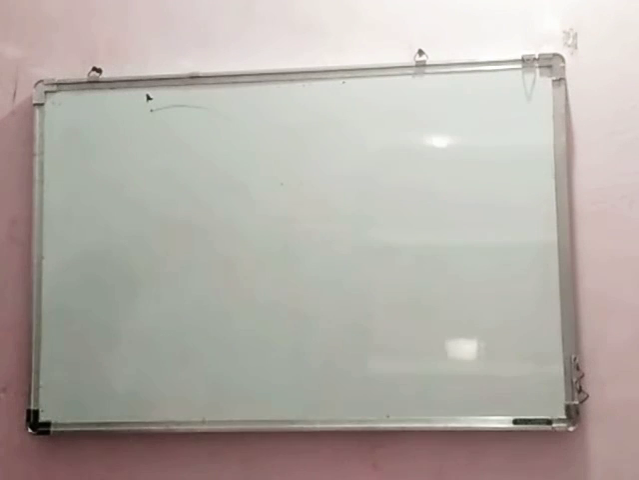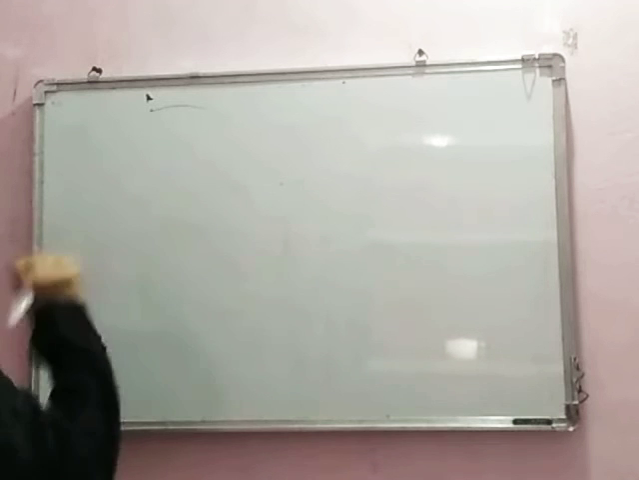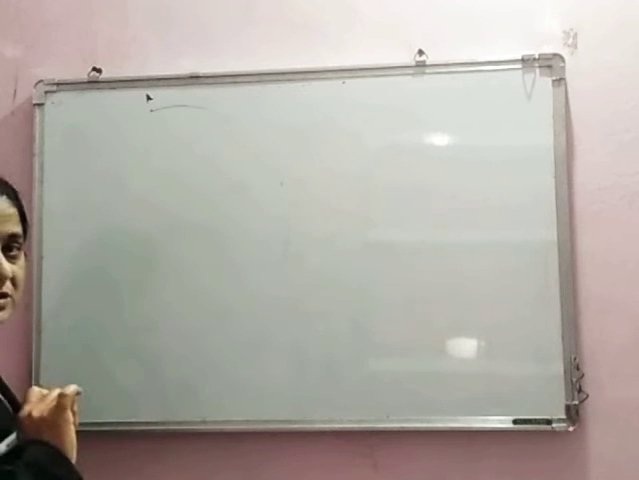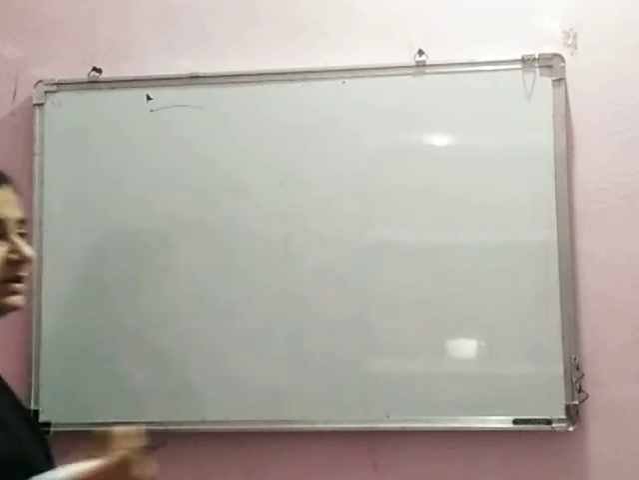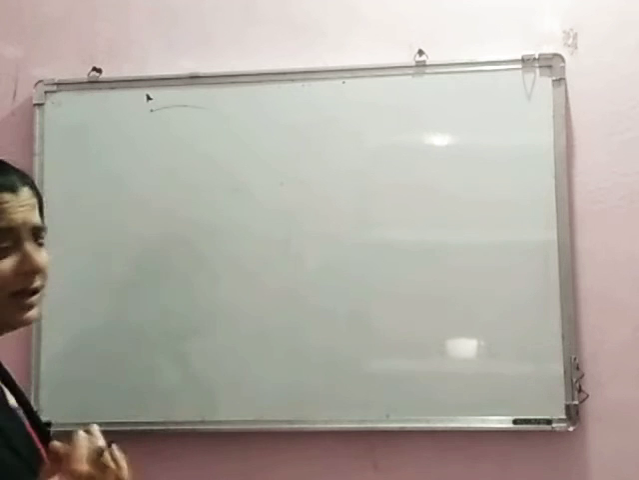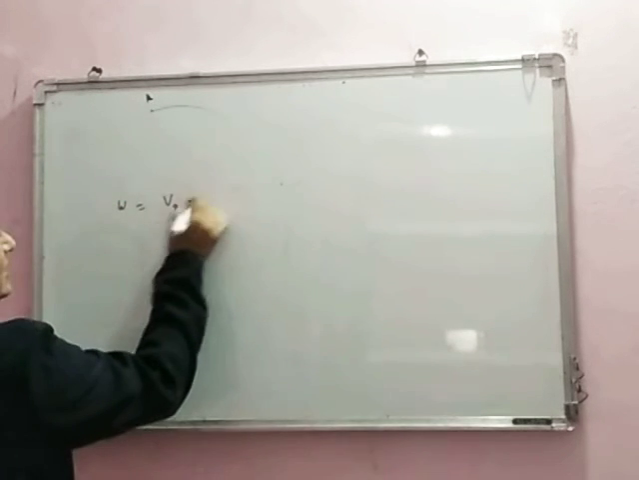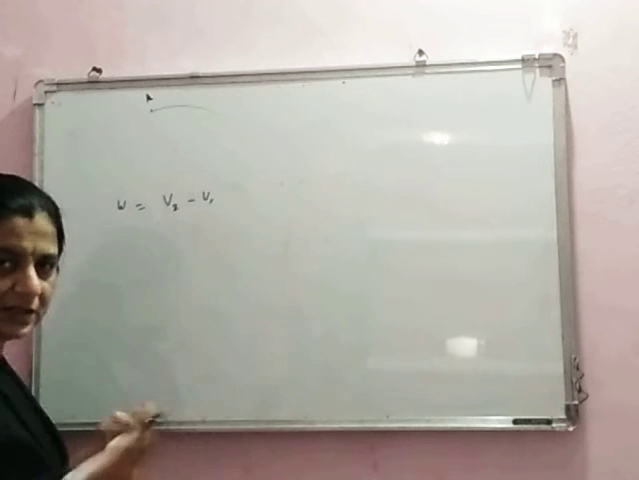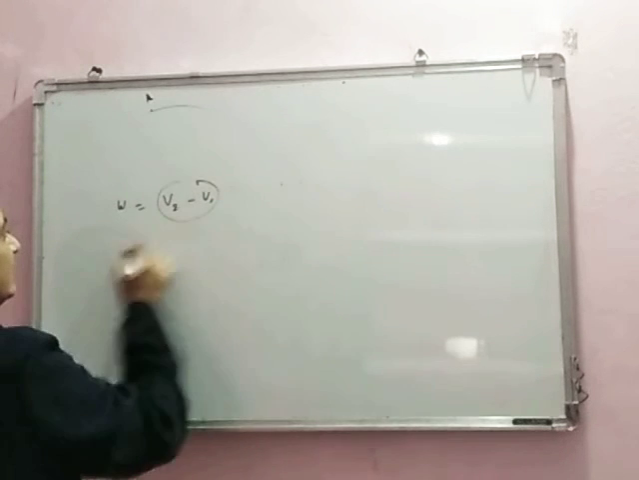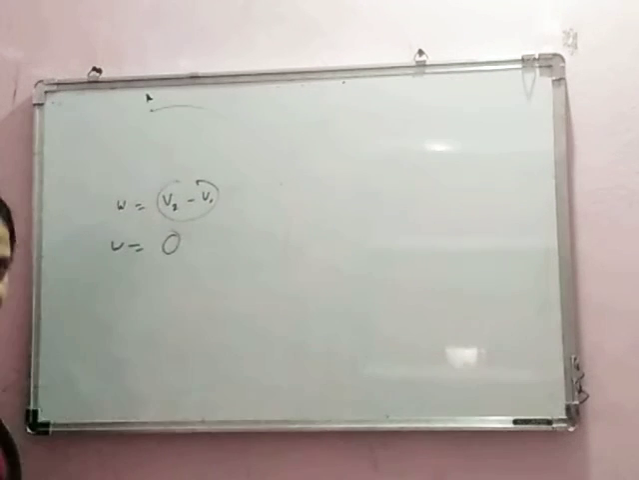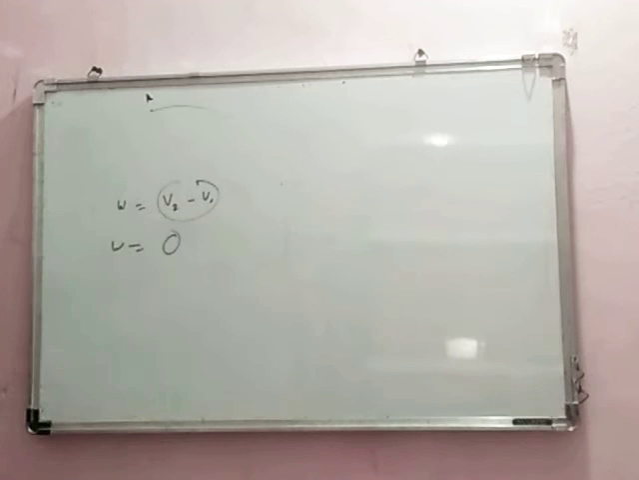What about the work done or energy due to the equipotential? Work done in the two equipotential surfaces is nothing but W is equal to V2 minus V1. Right? If the potential is equal, then work done is equal to 0. So in equipotential surfaces we will get the work done is 0.